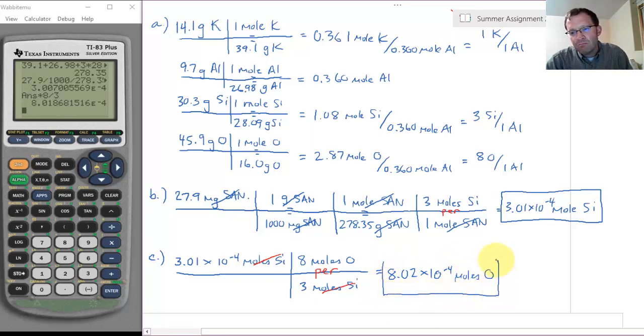Okay. Boom. Without having to do a whole lot of extra math, we were able to take one thing that we'd figured out and relate it to the next thing. One more step. And hey, just take a quick look at these quantities. There's about 3 times 10 to the negative 4 moles of silicon, and there's about 8 times 10 to the negative 4 moles of oxygen. Right there is our 3 to 8 ratio. It's right there in the answers, right? So it kind of reinforces for us the structure and the formula that we found before.